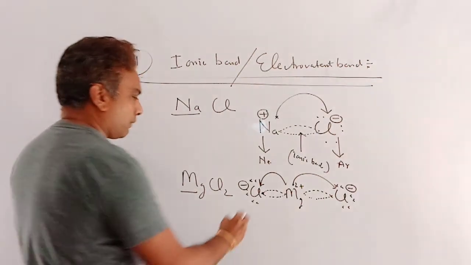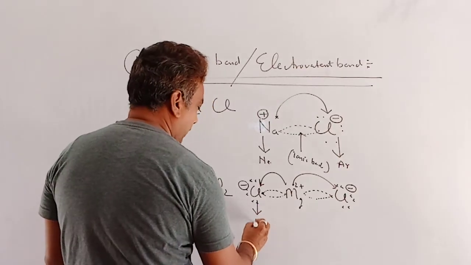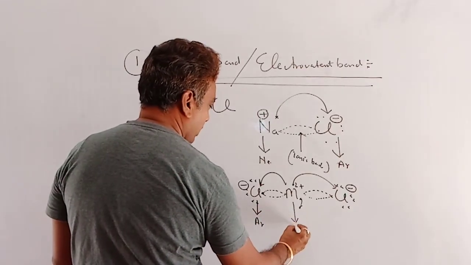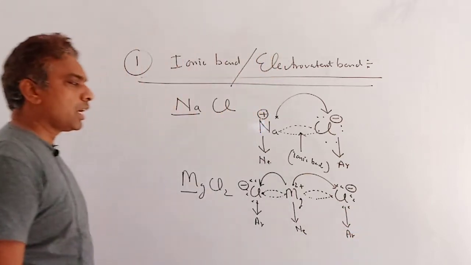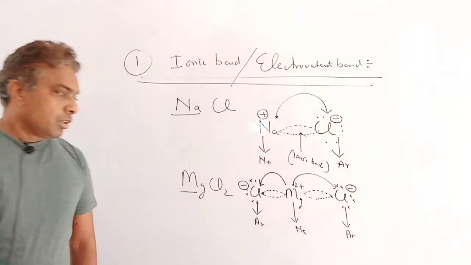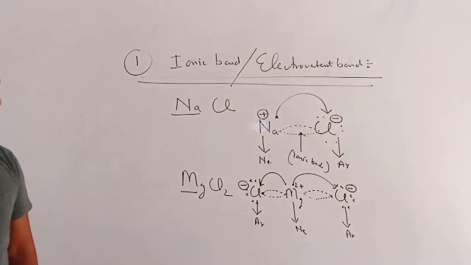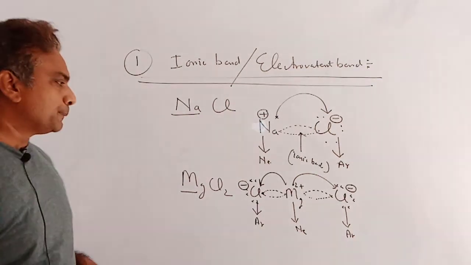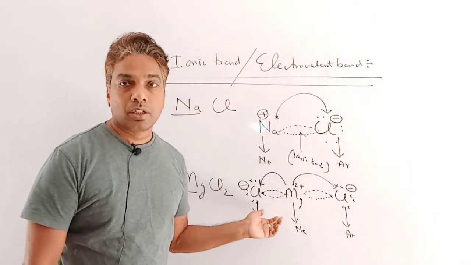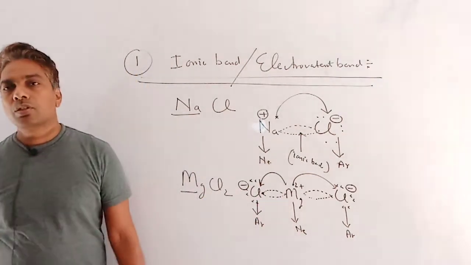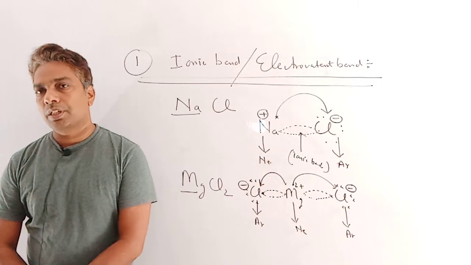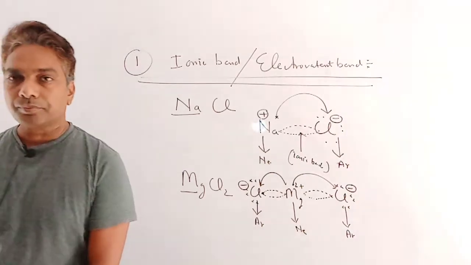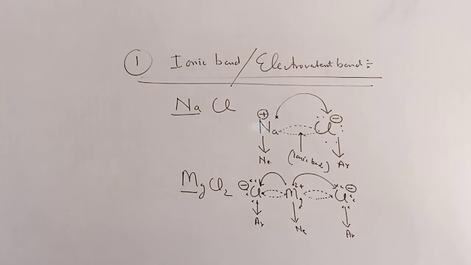Clear? And after donating 1 electron to each chlorine, magnesium becomes neon, and each chlorine becomes argon. So all three are inert gas stable configuration, and all three are associated with their opposite charges. So the molecule is called electrovalent or ionic compound. Is it clear? Note it.